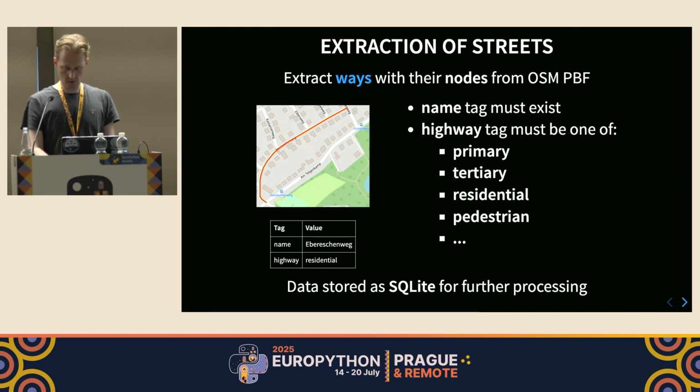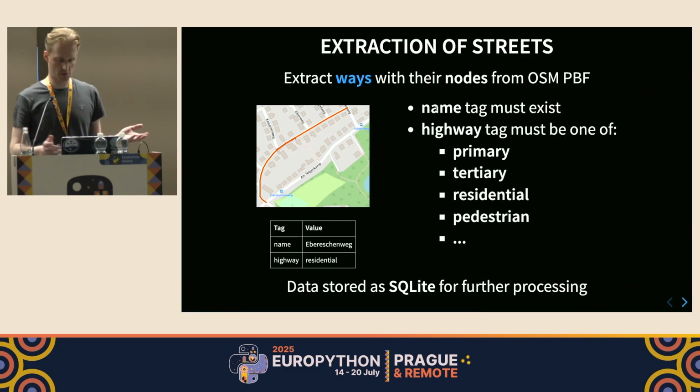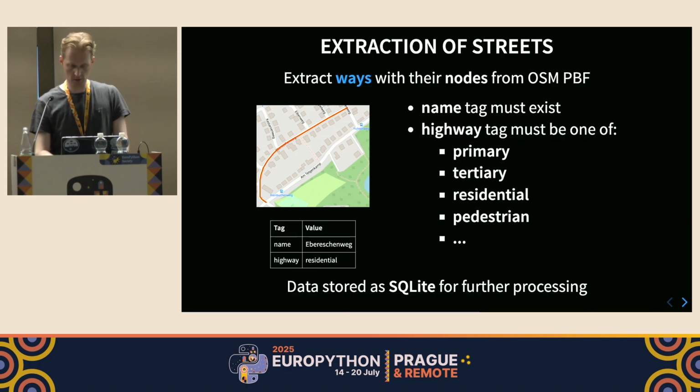In case of the streets, I did it in a similar way. Here I was extracting ways and not nodes. The ways include nodes. Again, a name tag must exist. A street without a name doesn't make any sense for a search. And here the important tag is the highway tag, where there are several, many different types. I did not list all of them here. I think it might be about 10 different ones that were relevant, from footpath to huge highways. And again, I stored them in an SQLite database.